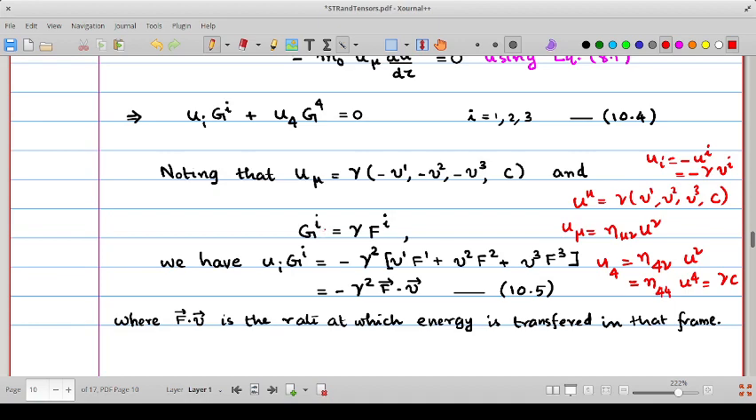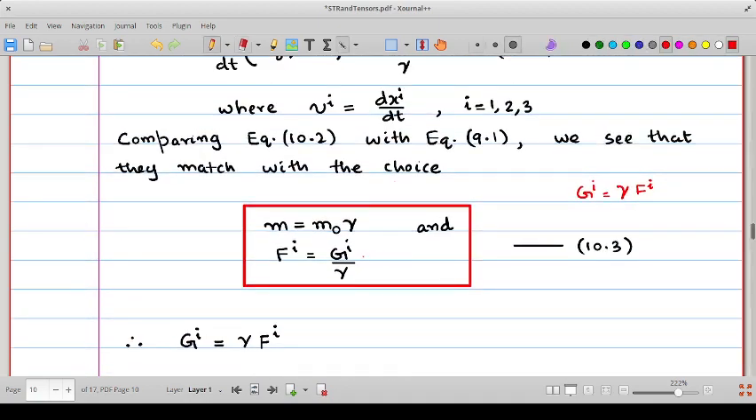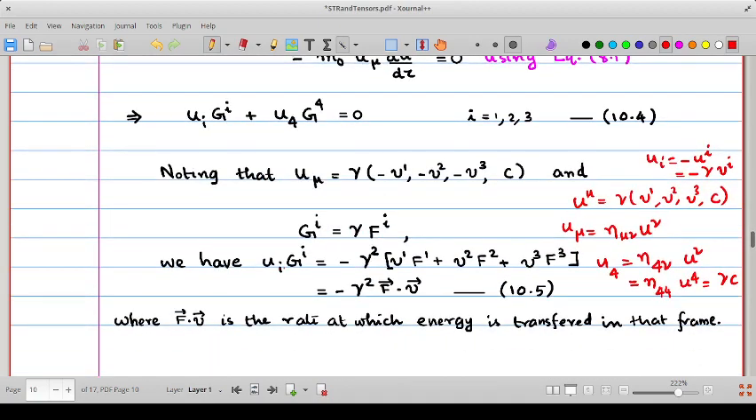And gi, from this identification, is written as gamma times fi. So that we have ui gi, summation over i, so we have gi is gamma fi, so there is one gamma coming from ui and another gamma coming from this gi, so I have a gamma square. Then u1 g1: u1 is gamma v1, and a minus sign is also there, so v1, then from gi we have fi, so v1 f1, v2 f2 plus v3 f3 with an overall minus sign and this gamma square factor coming outside. But this is nothing but f dot v in that particular frame of reference. So ui gi is simply minus gamma square f dot v.